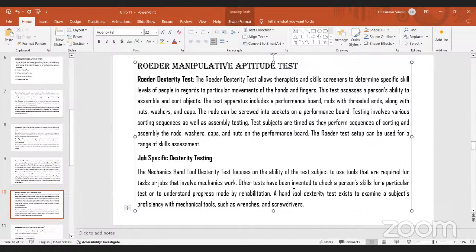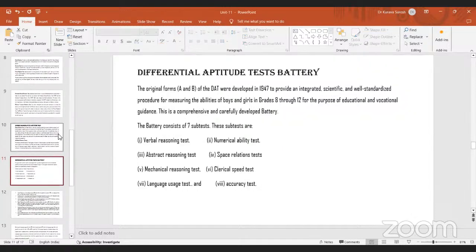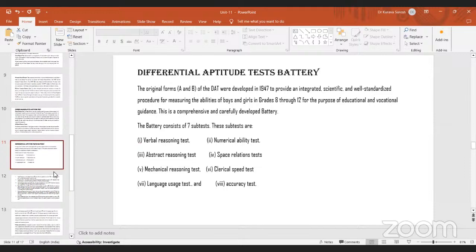Other tests have been developed to check a person's skills for particular tests or rehabilitation programs. The hand tool dexterity test examines the subject's proficiency with mechanical tools such as wrenches and screwdrivers. Differential aptitude test.